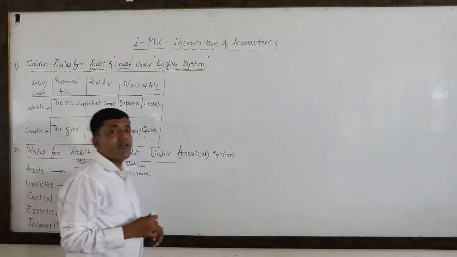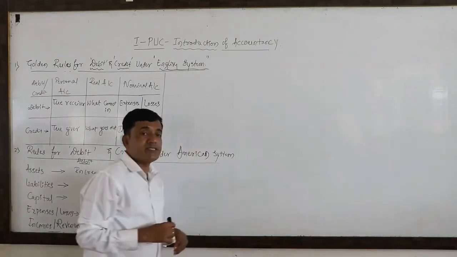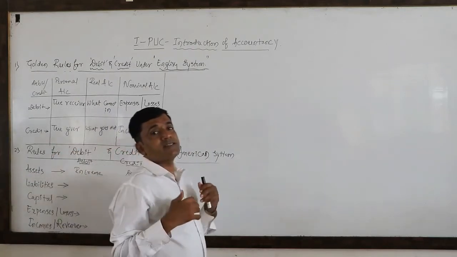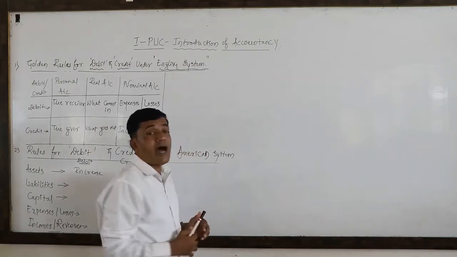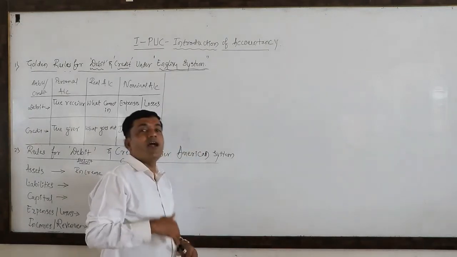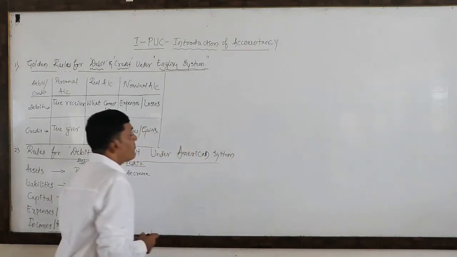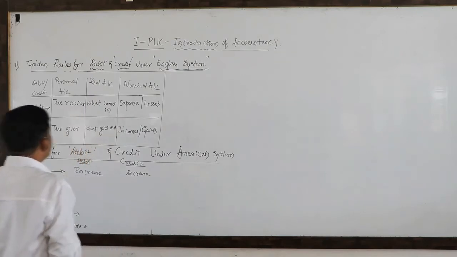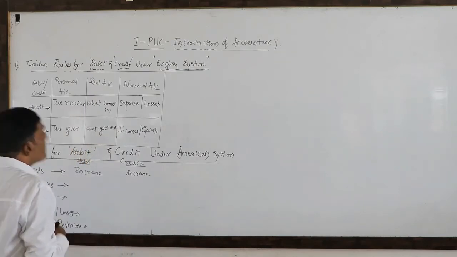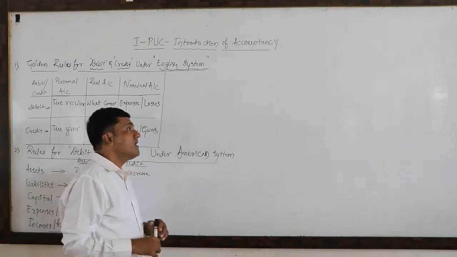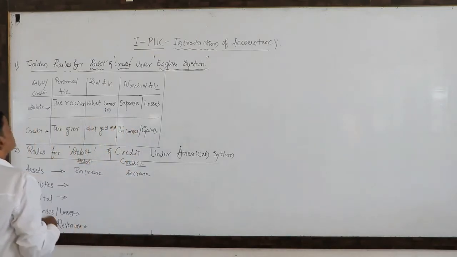Let us see, we have already studied in the previous video the golden rules for debit and credit under the English system. You can say it is the traditional system, the initial system, or the olden day system. In the last video we saw that every business transaction has its own twofold aspects, one for debiting and another for crediting under double entry principles. So we need to debit one aspect and credit another aspect.